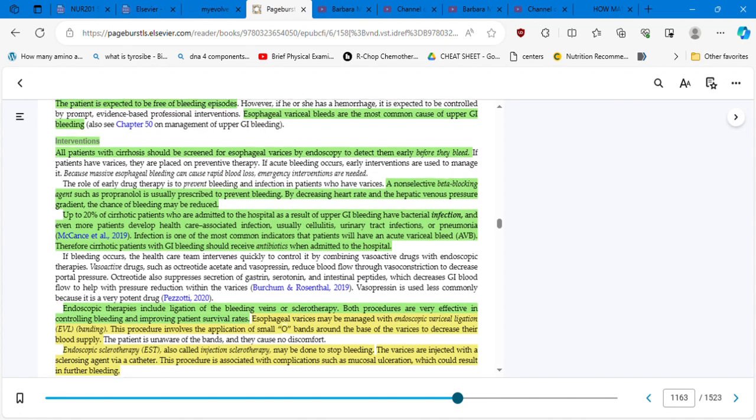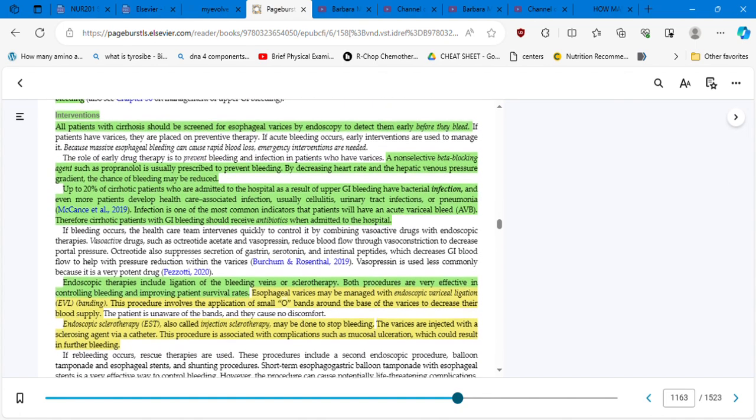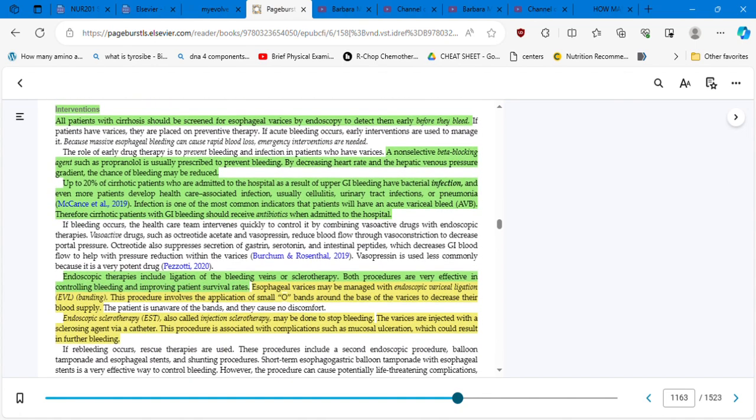Interventions: all patients with cirrhosis should be screened for esophageal varices by endoscopy to detect them early before they bleed. Non-selective beta-blocking agents such as propranolol are usually prescribed to prevent bleeding.